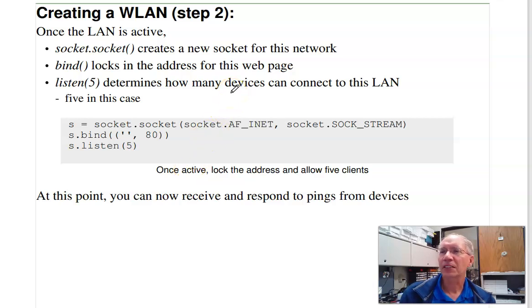Once the network is active, I will create a socket and then lock that address for the socket and then listen for up to 5 devices. So I can have 5 clients attached to my network. That's like 5 different cell phones, 5 different computers, all listening. At that point, you're ready to listen and respond to pings from devices.